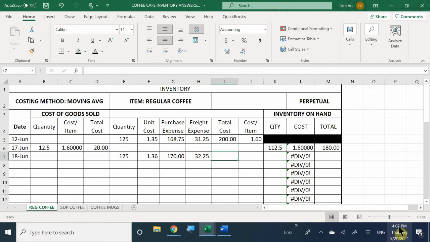Now we could go to total costs. Yes. And what is total cost? Freight 202.25. Good. 202.25. So it's going to be your freight plus your 170 of your purchase price gives you 202.25.